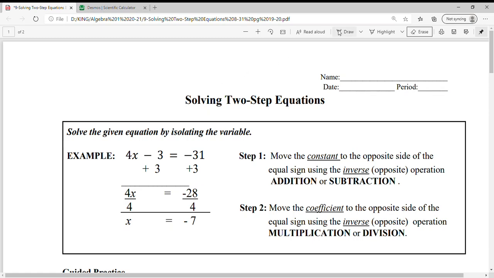Okay, good morning everyone. So today we're going to do some two-step equations. Last week we spent 3 days working on one-step equations. So now we're going to be working on two-step equations. You'll notice a lot of similarities, and again we're just adding one step to it.